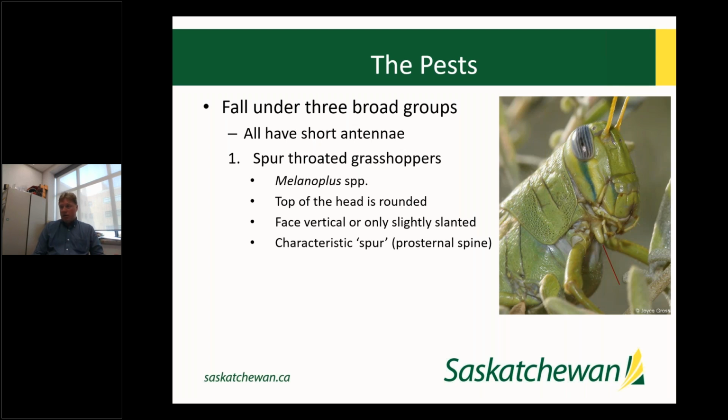Long antennae, you're dealing with crickets and katydids. That's going to be a non-pest species, although they are still herbivores or generalists. The top of the head is going to be rounded, the face vertical or only slightly slanted, and again, that characteristic spur.